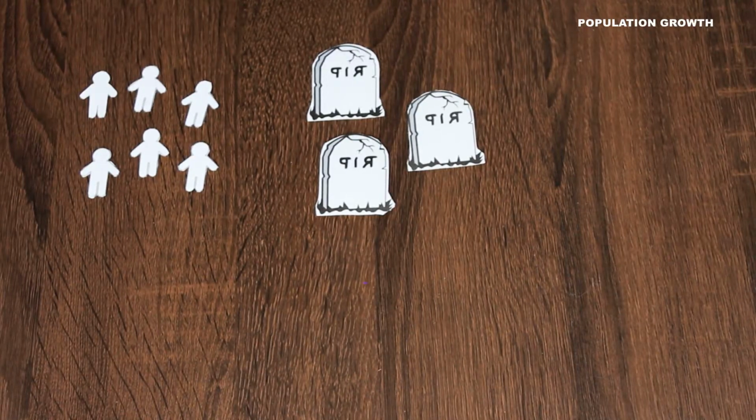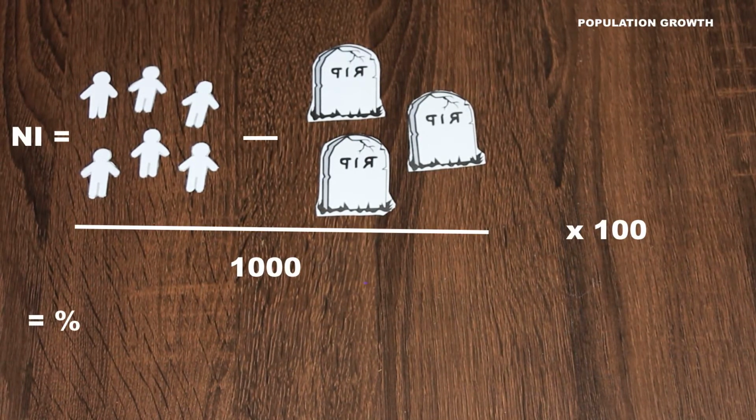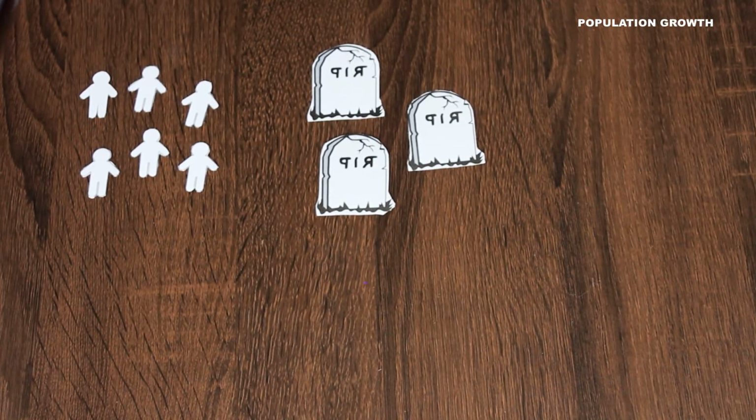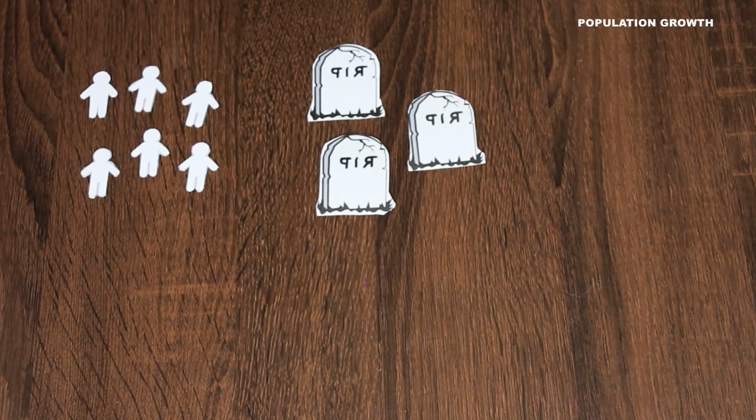Natural increase is expressed as a percentage, and to calculate natural increase, we need to take the crude birth rate minus the crude death rate, divided by 1,000, times 100, and that is going to give us the percentage of natural increase for that population.